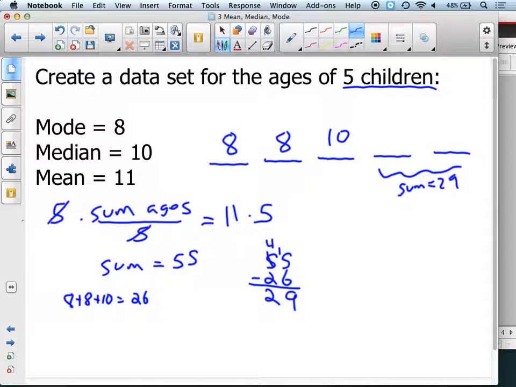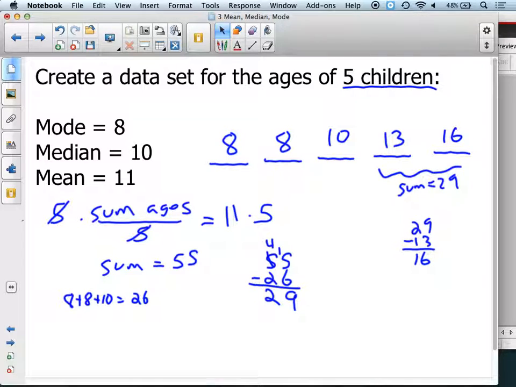So it has to be more than 10. So let's pick a number more than 10. Let's say maybe 13 years old. So if we pick that number to be 13, then 29 minus 13 is 16. So what we've done is we've created a data set that had these restrictions placed on it. 5 kids, a certain mode, median, and mean. So that we filled the median in, we could fill in the mode, and then we have to do a little bit of arithmetic to figure out what the other values would be to give us the mean of 11.